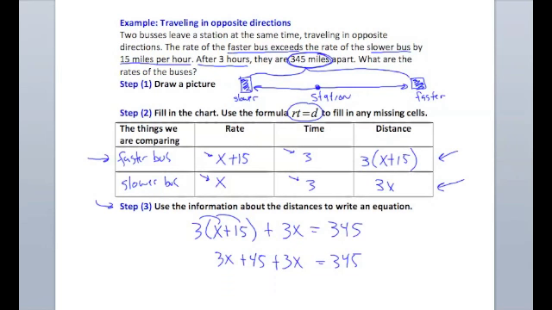Still simplifying on the left side, I would combine my like terms. So that would give me 6x plus 45 equals 345. Let's come over here to finish the equation. So let's write this down again.